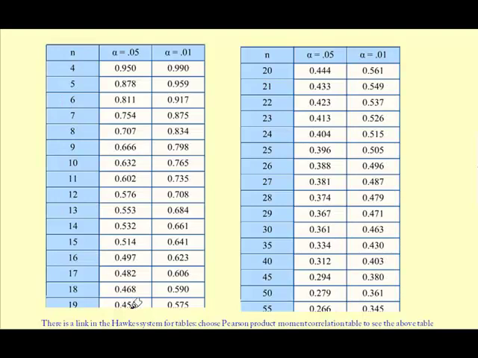Let's assume that we had some data and Excel gave us a calculated value of 0.52. There were 19 data pieces in your study, and you want to know with alpha equals 0.05. We have to find the critical value and then compare them. Here we have 19, and it's n, not a degree of freedom. And we're reading at alpha equals 0.05. My critical value is 0.456.